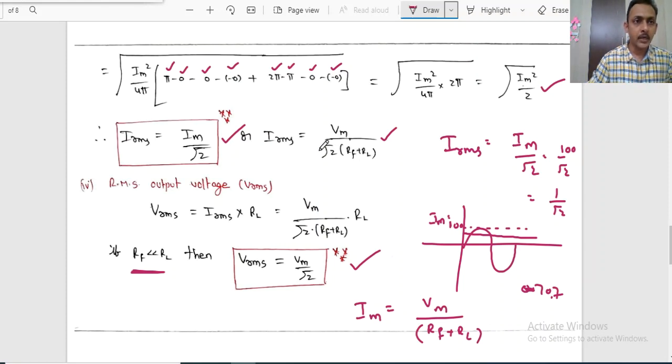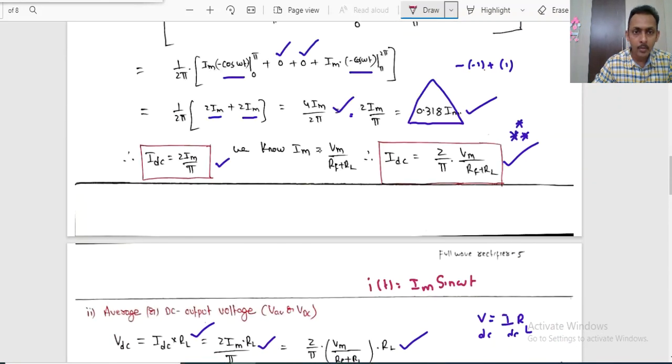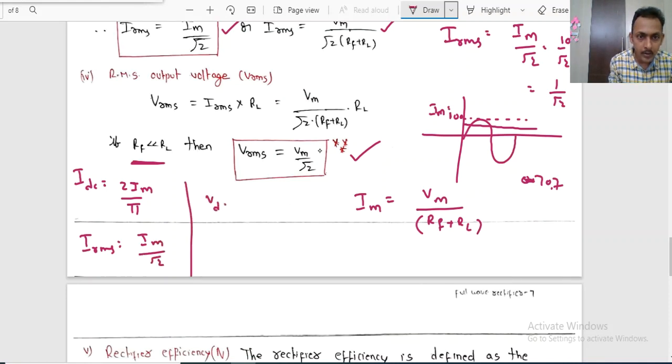So 4 major parameters are completed: IDC, VDC, IRMS and VRMS. If you recollect, IDC, how much we got? It is 2 Im by pi, 2 times Im value by pi we got. IRMS, how much we got? IRMS is Im by root 2. For VDC also we have calculated, and also VRMS. 4 major parameters for full wave rectifier are calculated.